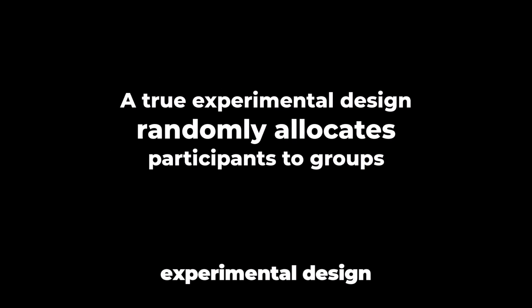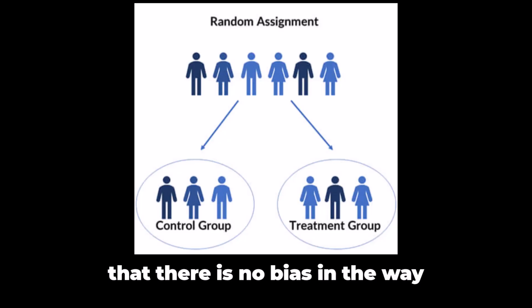This is called a true experimental design. Participants are randomly allocated to the groups or conditions. Random allocation makes sure that there is no bias in the way that participants are allocated.